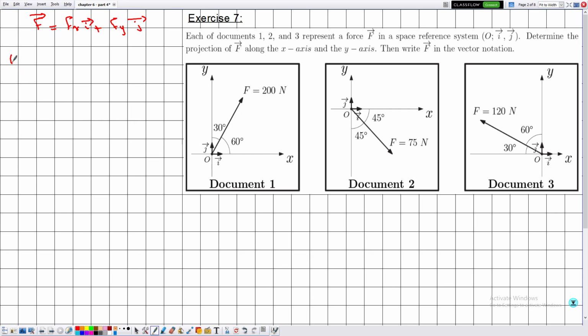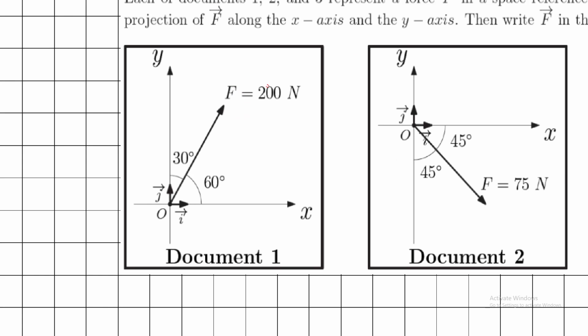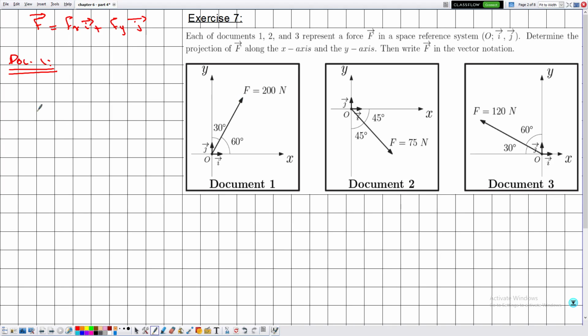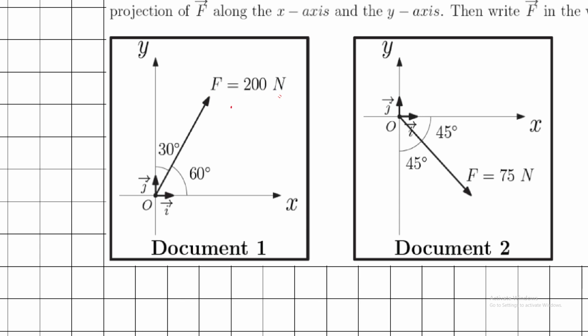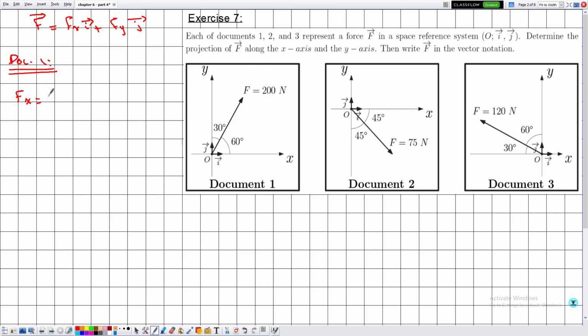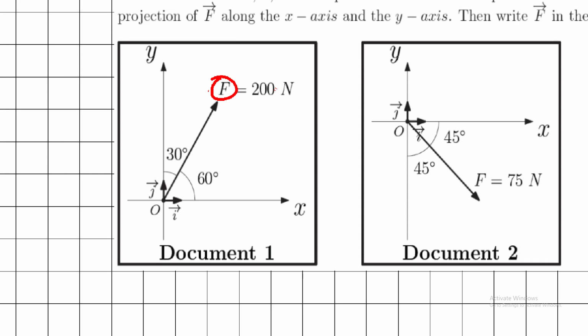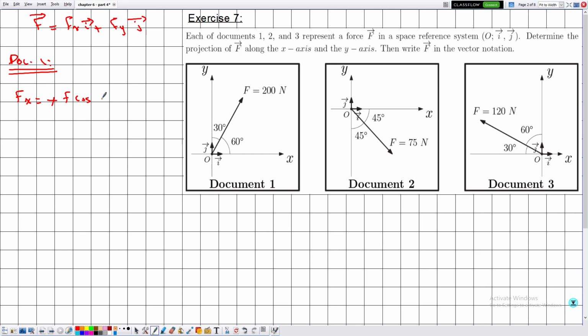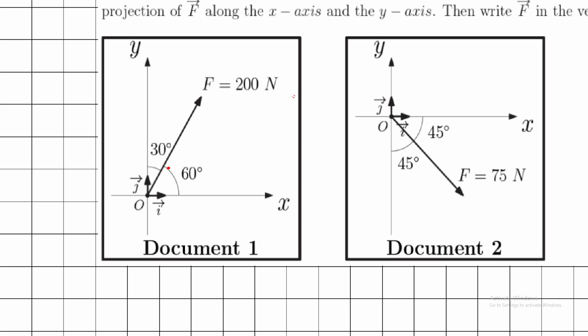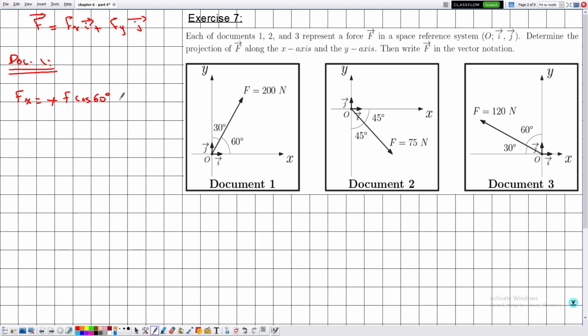Now starting with document 1, this is the force vector. So let's start with Fx. The projection always consists of three factors: plus or minus sign, the magnitude, and the cosine of the angle. Notice that the force F is pointing in the same direction as the x-axis, so it's plus, multiplied by the magnitude, which is F, multiplied by the cosine of the angle between F and the x-axis, which is 60 degrees. So this is equal to 200 multiplied by cosine 60.